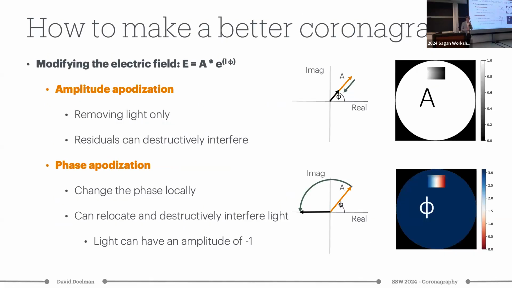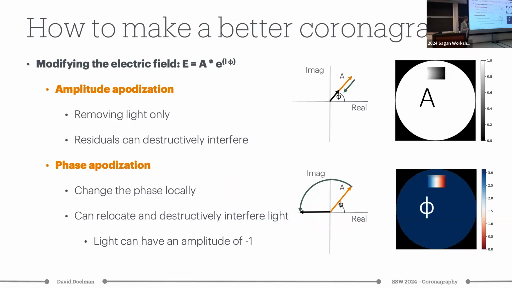So how do we make better coronagraphs? Well, we can modify the phase or the amplitude in our coronagraph system in the multiple planes that I showed, where amplitude is really just removing light so that the residuals interfere, for example, destructively, or I just use it to block certain bright areas. And phase apodization is really where you change the phase, so you rotate your electric field vector, and then you can destructively interfere it as well. Now, if you rotate it to be this here, you can see that light can have an amplitude of -1.